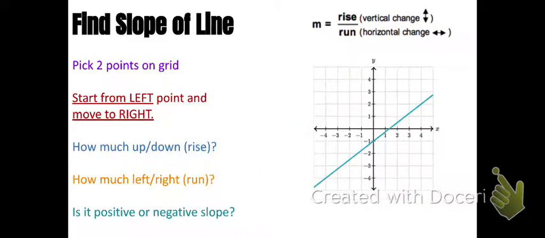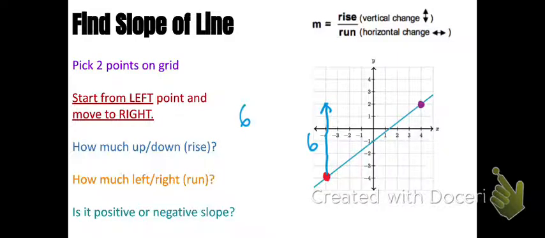Let's try another. Again, let's pick 2 points on our grid line. Here's one, and let's do this one way up here. All right, remember, we start with the point on the left. Just like we read a line from left to right, like if we have a sentence we read from left to right, we are going to calculate the slope from left to right. So we're going from our red point to our purple point. So if we're doing that, how much do we go up or down? We're going to go up 1, 2, 3, 4, 5, 6. So our rise is 6.